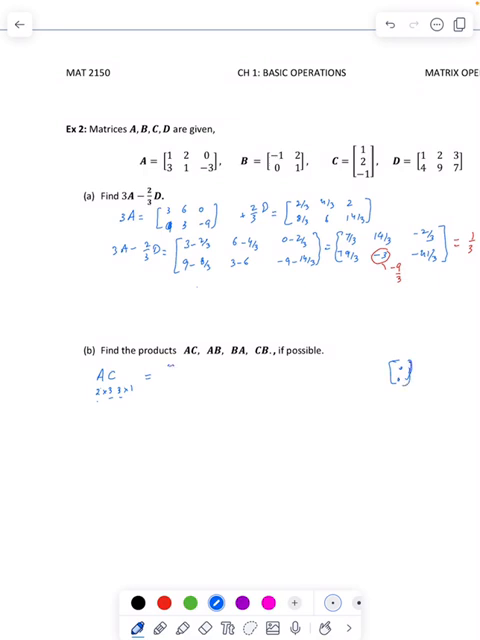So how do I multiply it? It's better to write the two matrices side by side.